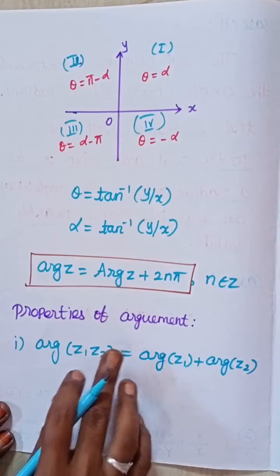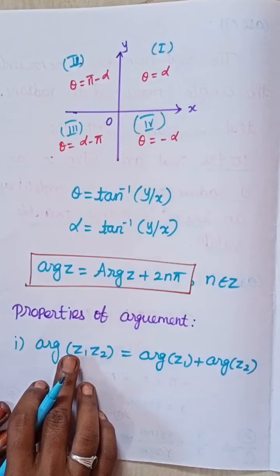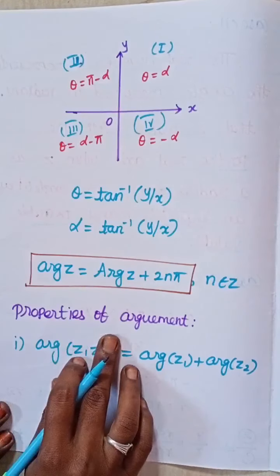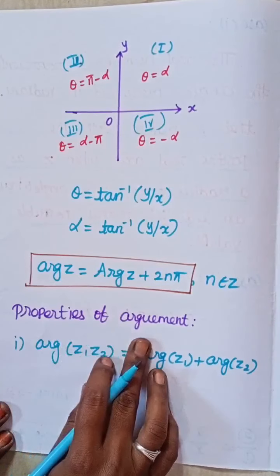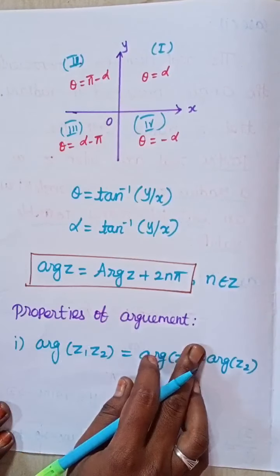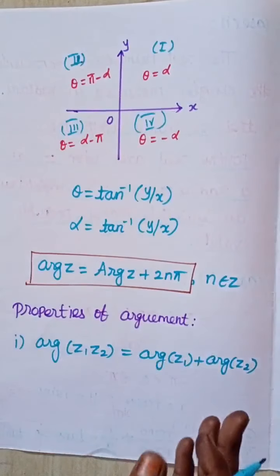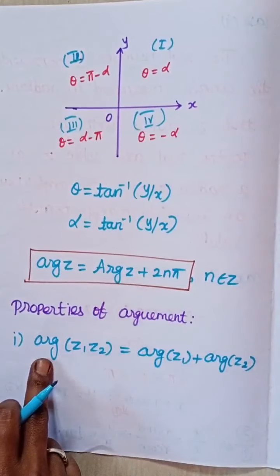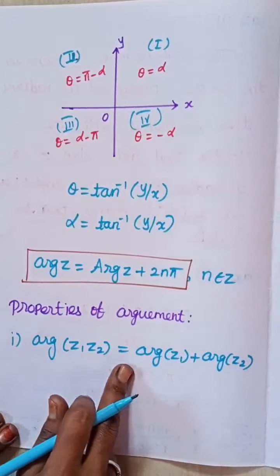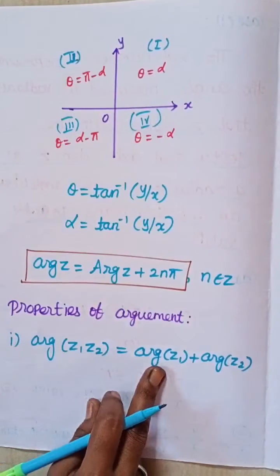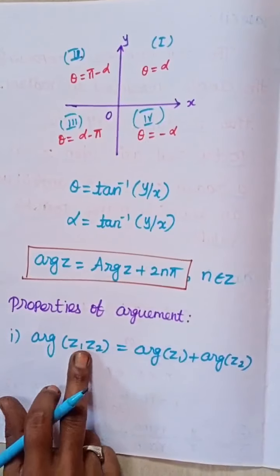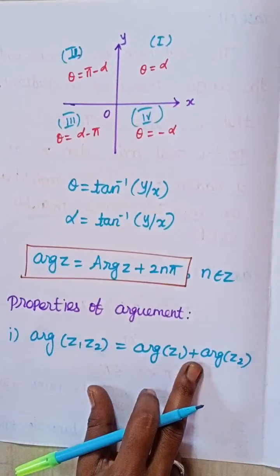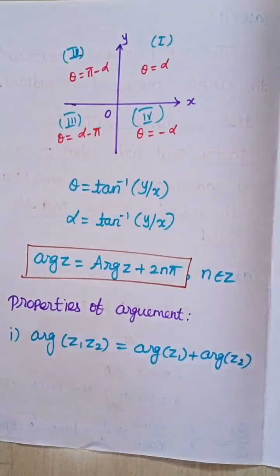See the property. And z1 into z2 the whole bar, we can write it as z1 bar into z2 bar, written separately. But here, argument of z1 into z2 we can write as argument of z1 plus argument of z2. Here it is multiplication, but in the argument it becomes plus.